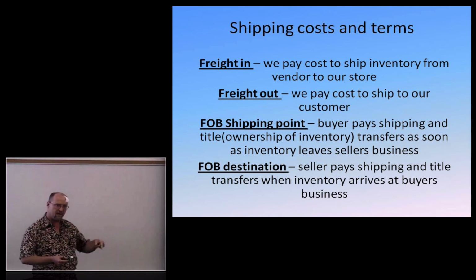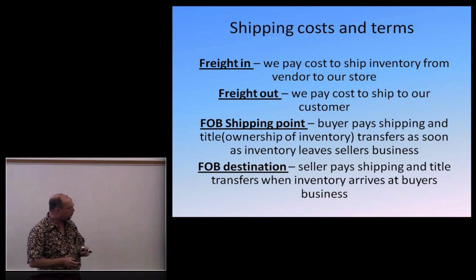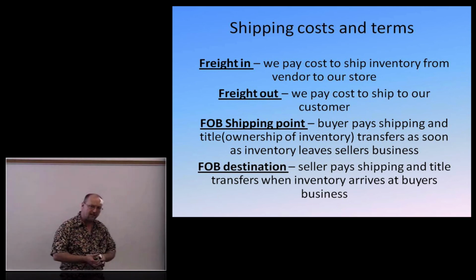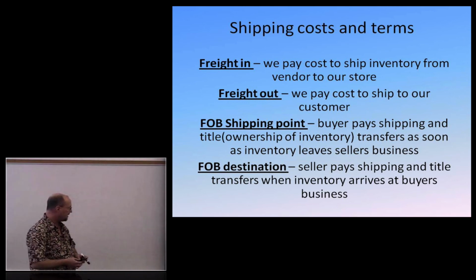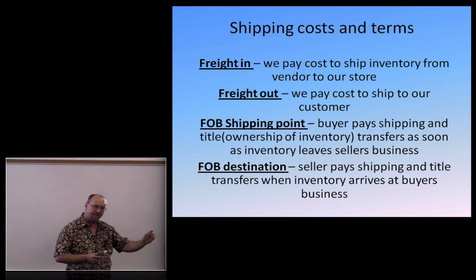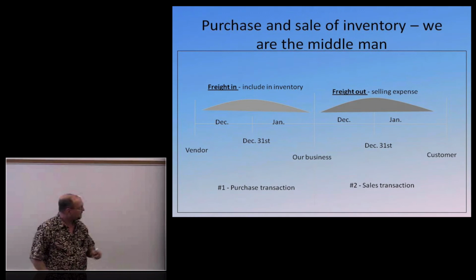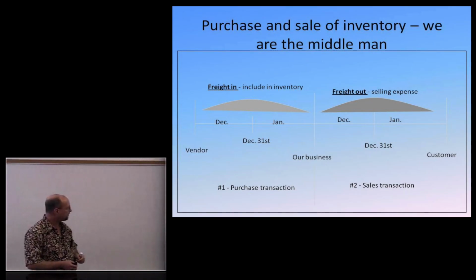Okay? We have another slide which has a diagram I'm going to show you. I'm going to work from that more closely. But I just want to define these concepts right now. FOB destination is when the seller pays shipping costs, and title transfers when the goods or the inventory arrives at the buyer's business. Okay? And so we're going to analyze these terms a little bit more closely. Let's take a look at this slide right here.